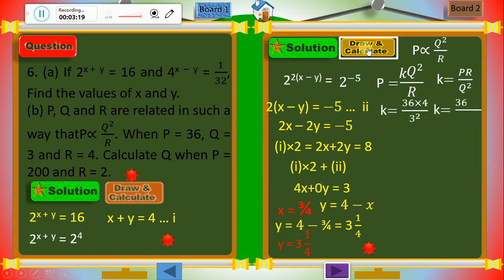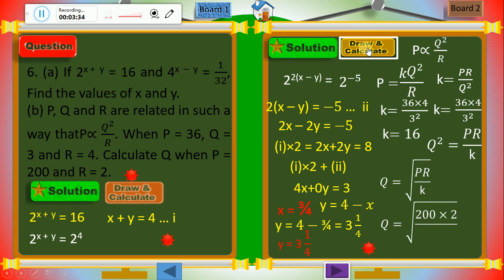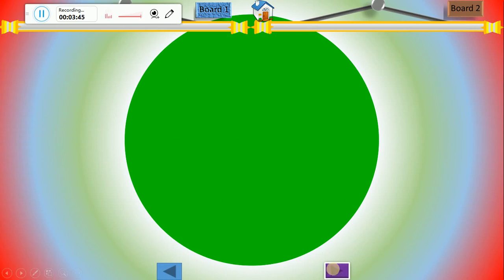Substitute. Evaluate. K is equal to 16. Then make q squared the subject. Substitute and evaluate. Q is equal to 5. We are through with question number 6. Then we go to question number 7.